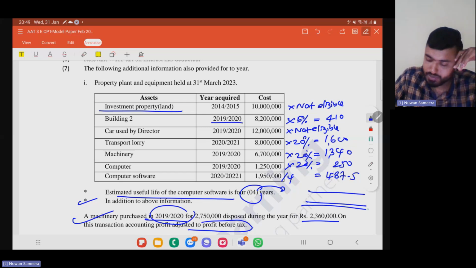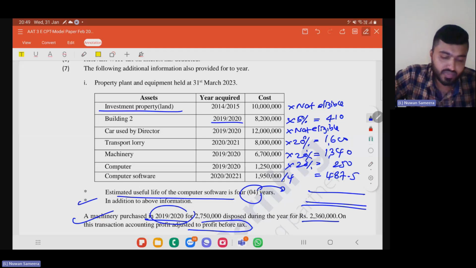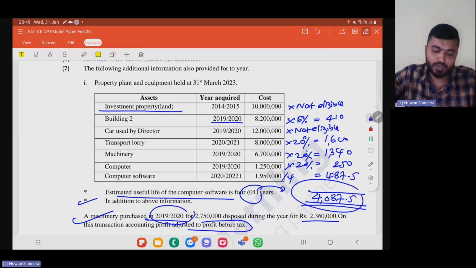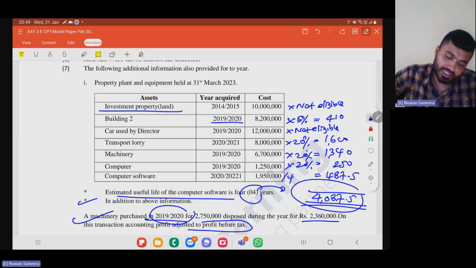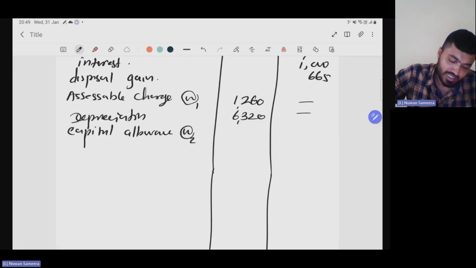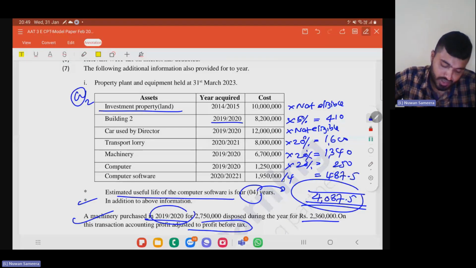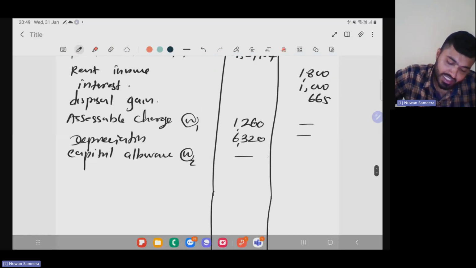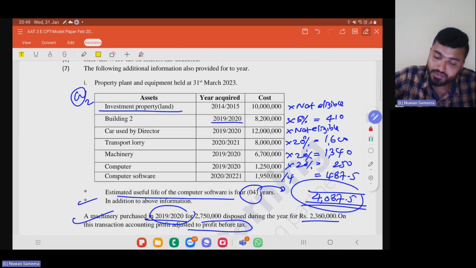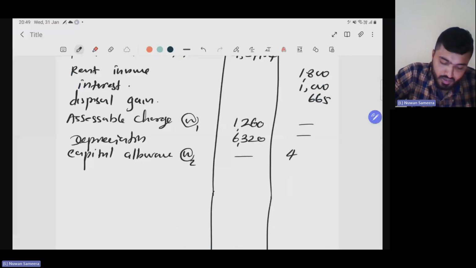So the total capital allowance here is 250 plus 1,340 plus 1,600 plus 410. So here, 4,087,500. This is the total capital allowance. Then this is the working, right? I will not use it separately, I use the same place. So the total is how much? You can deduct that as an expense. 4,087,500.